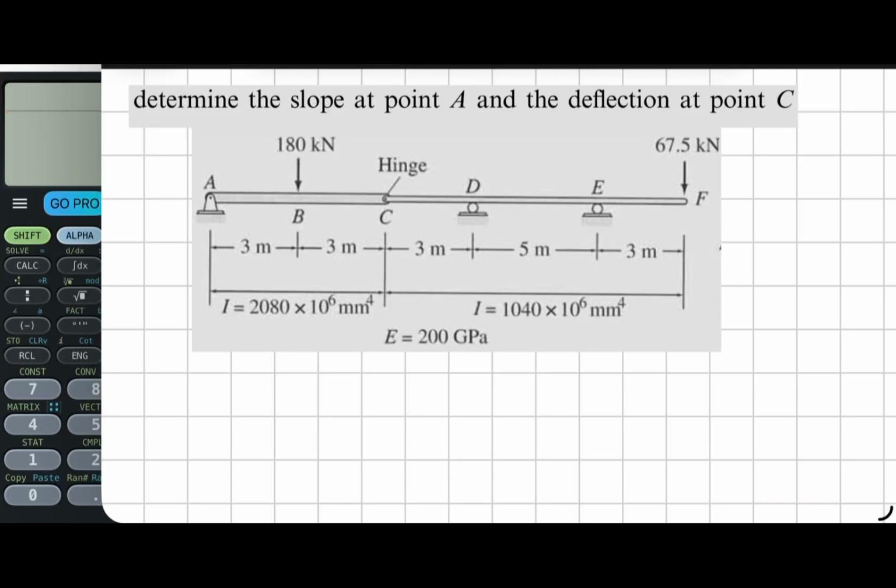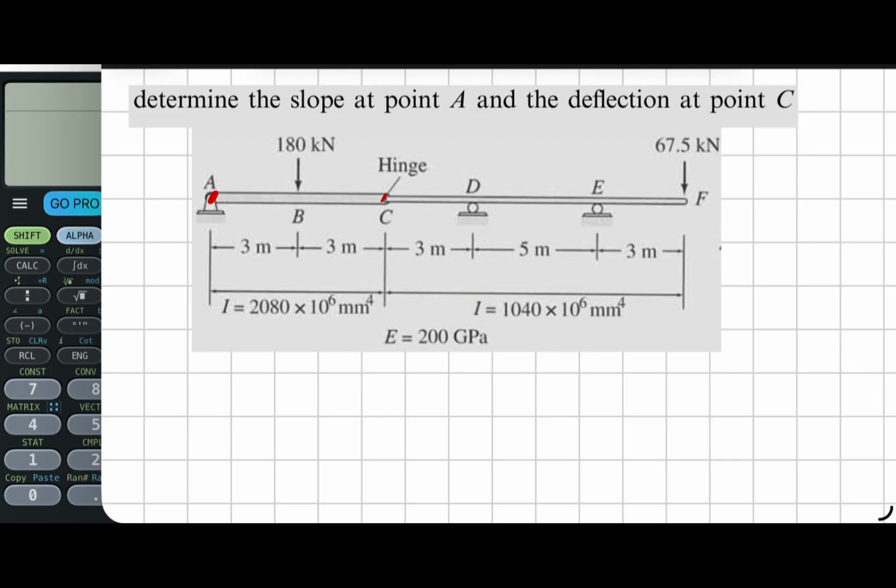So this is another example in determining the slope and deflection of the beam using the moment area method. For this particular problem, we need to determine the slope at point A and the deflection at point C. So this point and this point.